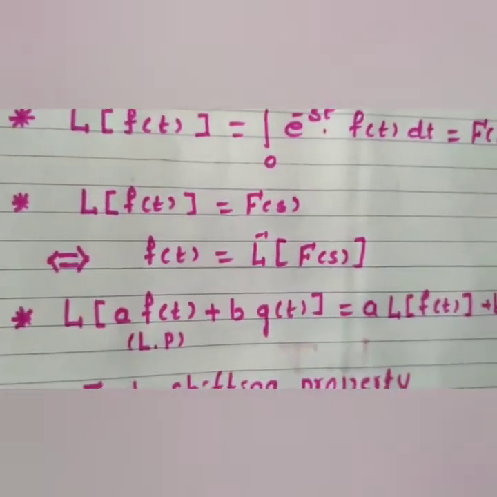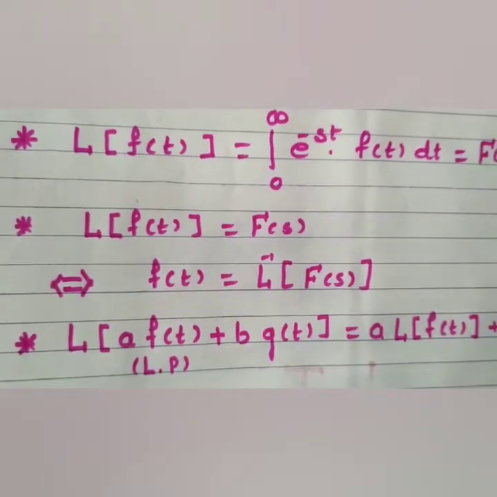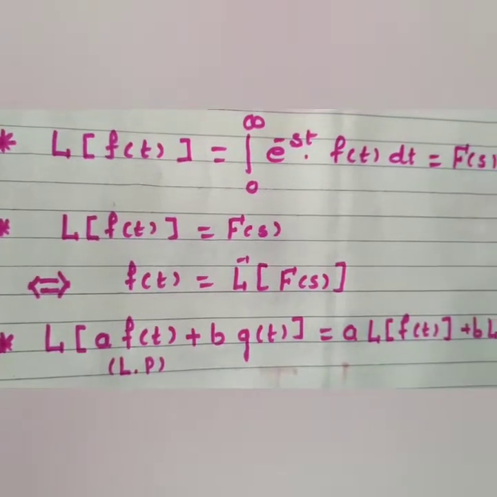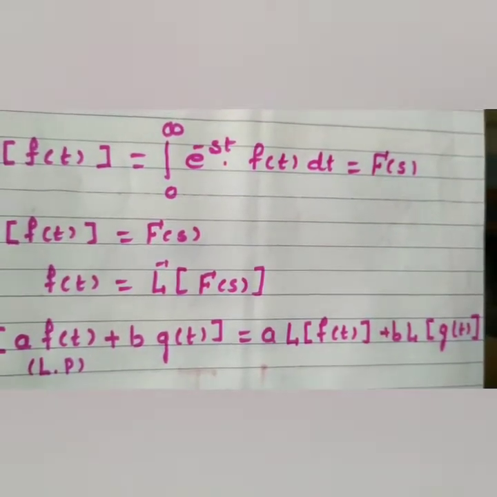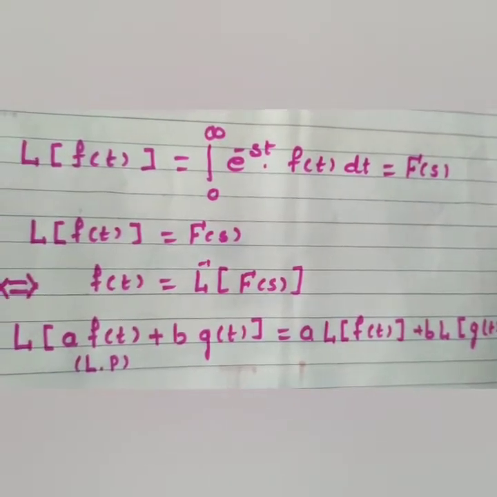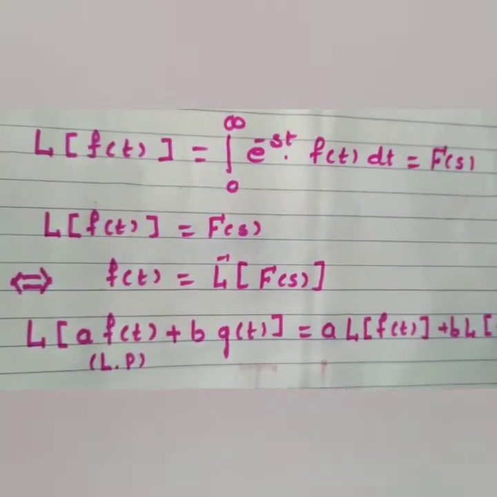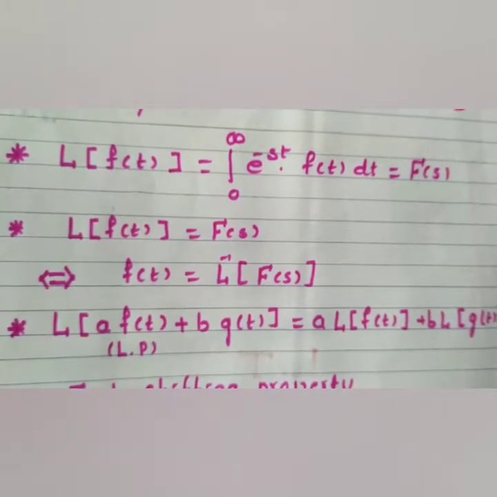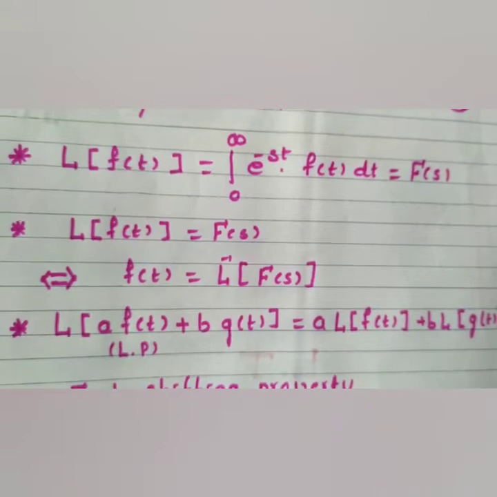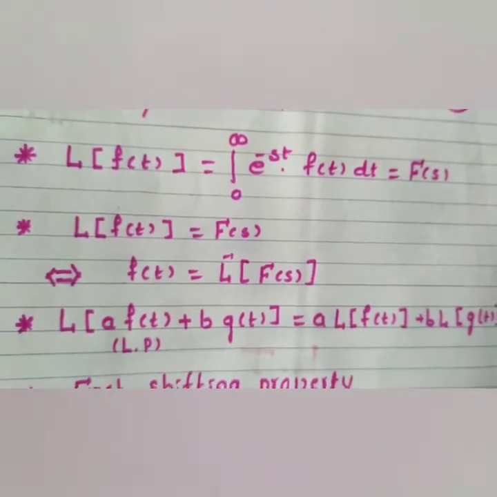Next, the linear property. L is operated to a into f of t plus b into g of t. It can be a into L of f of t plus b into L of g of t. That means constants can be put outside the Laplace symbol, and L operates only on the function of t. It is the linear property.